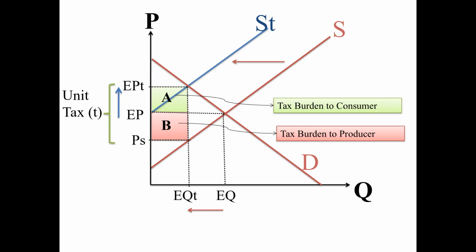And again, the producer. When you evaluate any policy on the producer, we consider producer surplus. If the producer surplus has been increased, it is a benefit to the producer. If the producer surplus has been decreased, it is a loss to the producer. So therefore, we need to identify whether consumer surplus has been increased or decreased, and whether producer surplus has been increased or decreased due to the tax.